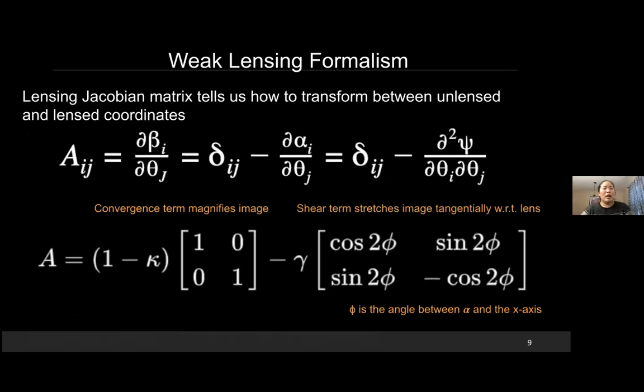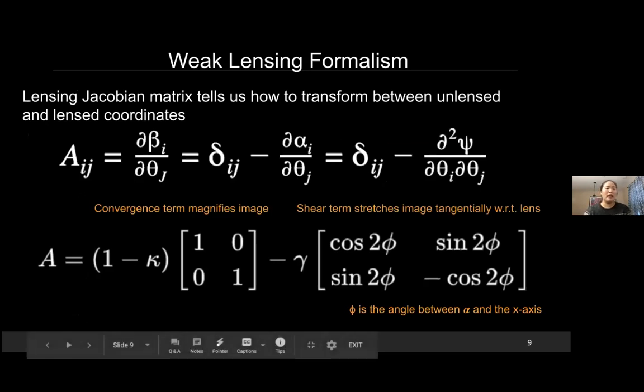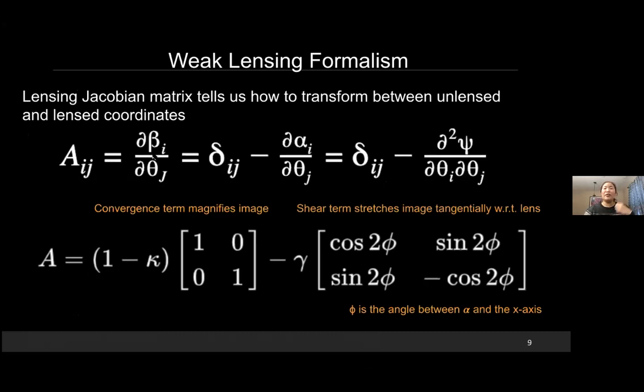We also often use this Jacobian matrix, which tells us how to transform between unlensed and lensed coordinates. This Jacobian, I'll denote as capital A sub ij, and it's given by these equations here. It's relating again the unlensed position and the lensed position, and telling us how that also relates to the lensing potential.